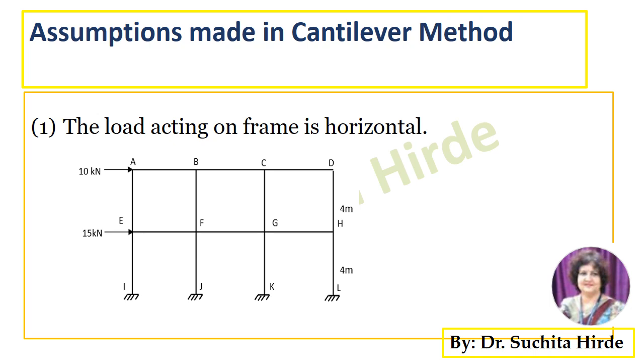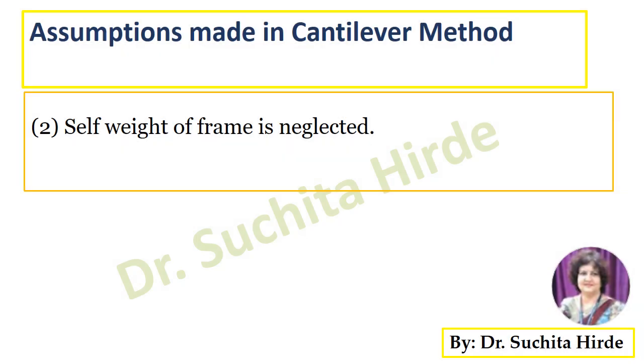First of all, we will understand assumptions made in cantilever method. There are 5 assumptions in cantilever method. First is, this method is applicable for the frames which are subjected to horizontal forces only. So load acting on the frame is horizontal. Since this method is applicable to the frames subjected to horizontal forces only, self-weight of the frame is neglected.